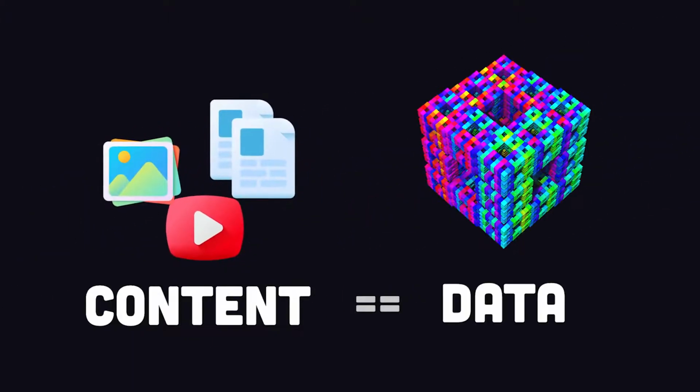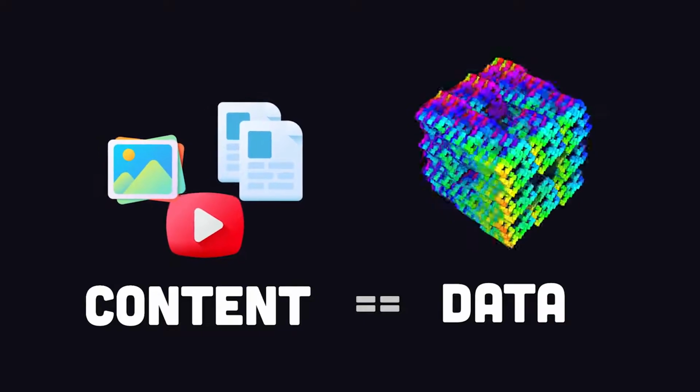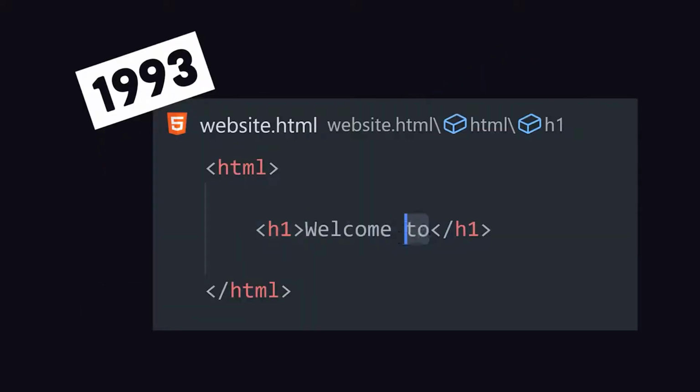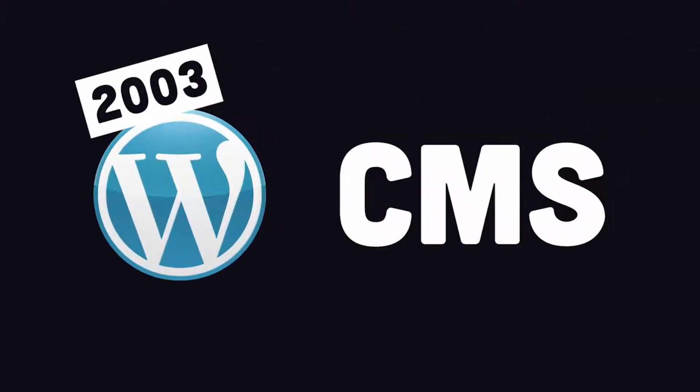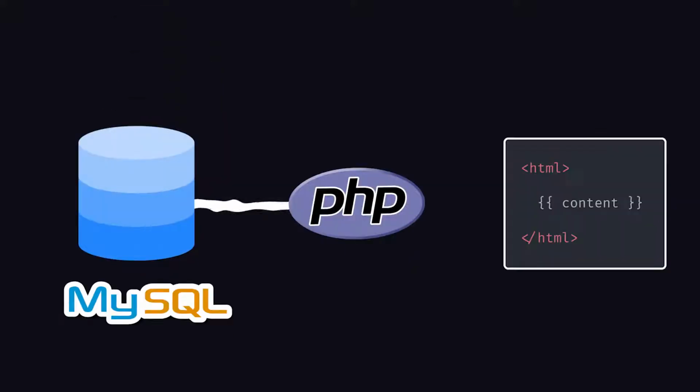Content platforms treat the content on your website or app like data. In the beginning, we had HTML websites where content was embedded directly in the code, but that was never going to scale well. The next generation of websites used a content management system, or CMS, where content is stored in a database then injected into an HTML template.